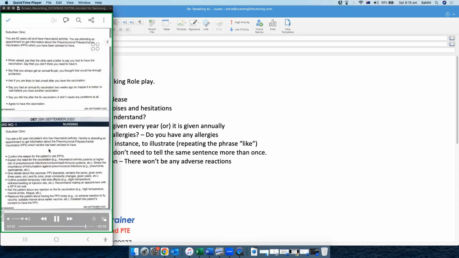Is it? Okay, and it's an exact interval, it's an exact time period to get this PPV vaccine. Is that okay? And could you please sign for this consent if you're okay?